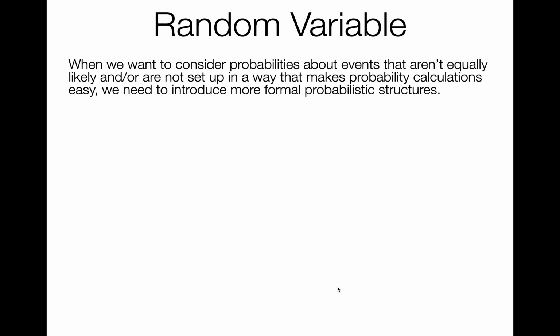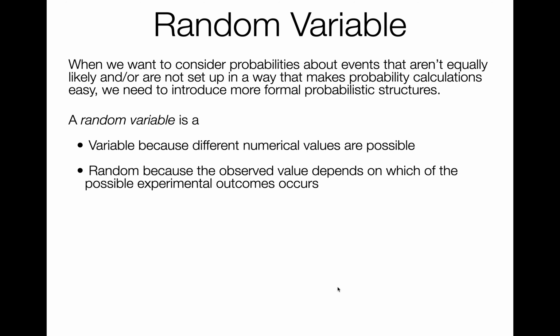Basically, what my sort of paragraph or long sentence here is trying to say is that before, what we've been working with were Venn diagrams, situations in which we can easily come up with probabilities about elements of a sample space. Okay, but in order to do more sophisticated stuff, we need to actually come up with this new structure that is going to help us in more complicated problems. And so when we want to consider probabilities about events that aren't equally likely and aren't set up in a way that makes calculations easy, like Venn diagram-ish type stuff, we need to introduce a more formal probabilistic structure.